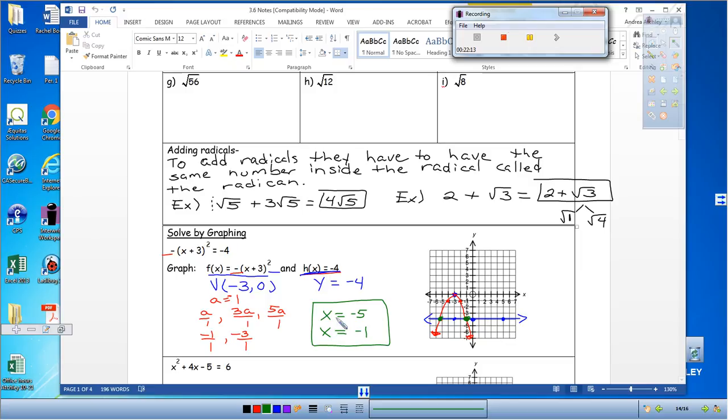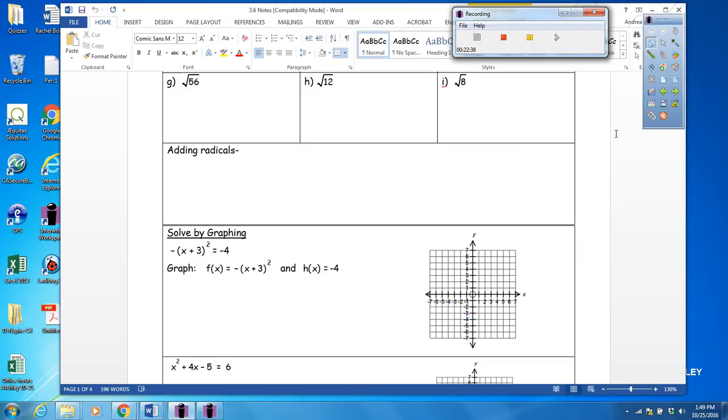So the solution to this equation is x equals -5 and -1. So that's where my two graphs intersect. Any questions over that? We're going to graph the next one now.